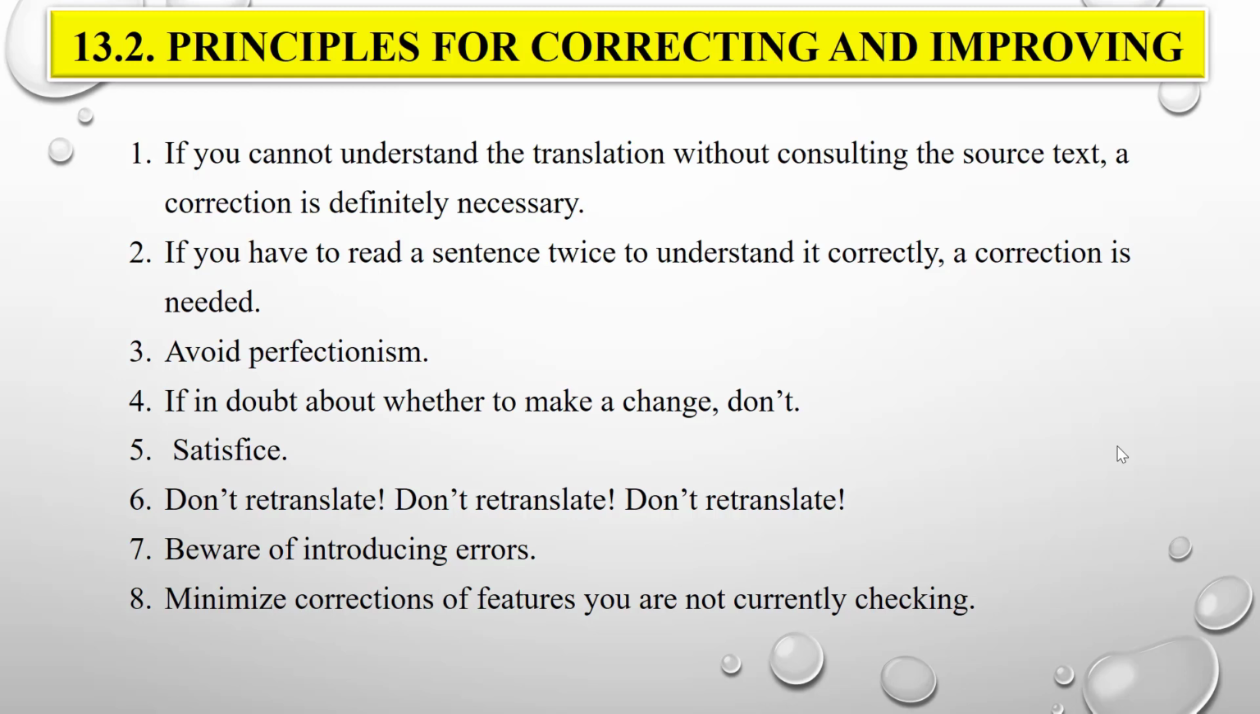And the last principle here is to minimize corrections of features you are not currently checking. Suppose you are doing more than one check and currently you are checking accuracy. You spot a language problem and decide to correct it, thinking perhaps that you may not notice it later during your unilingual check. Making such a change is harmless, provided that you do not then get diverted by other language problems to the point where you find yourself tailoring and smoothing the sentence in question. This defeats the point of separate tracks.